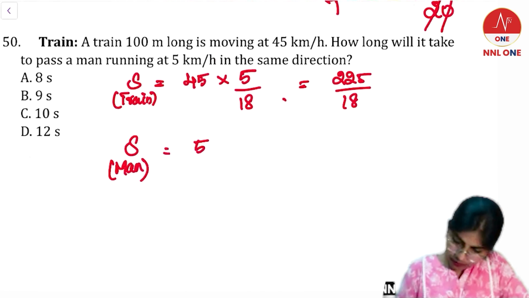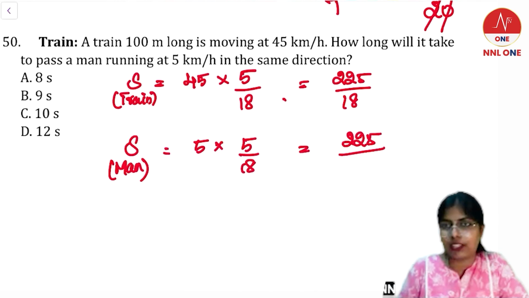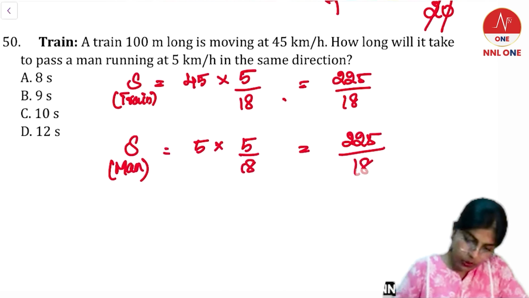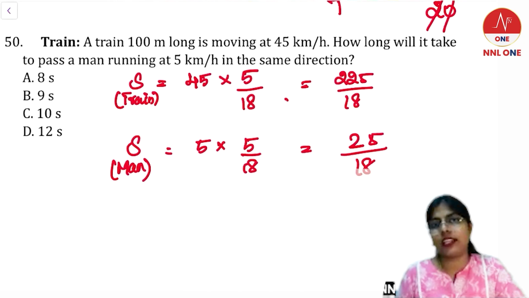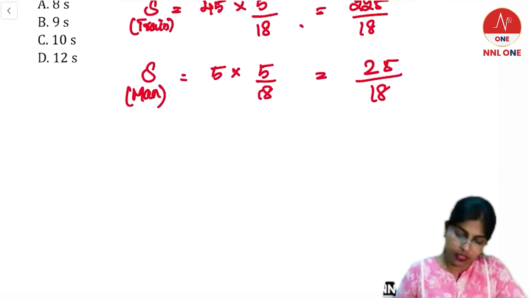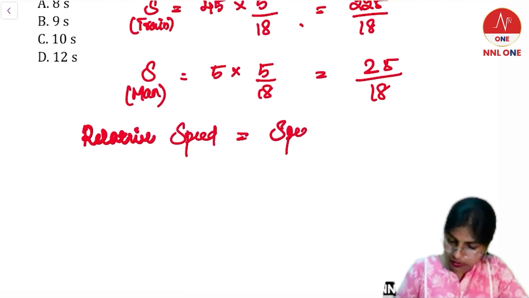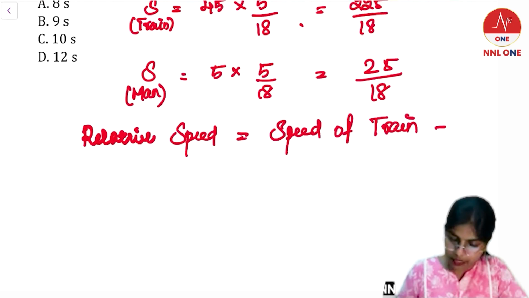5 into 5 by 18 is going to be 25 by 18. Don't simplify and make it a decimal; wait and listen to what the question asks. So I'm keeping it like this itself. 5 into 5 is 25, sorry. Now we need to know the relative speed. Only then can we find the time. So the relative speed is equal to speed of train minus speed of man.